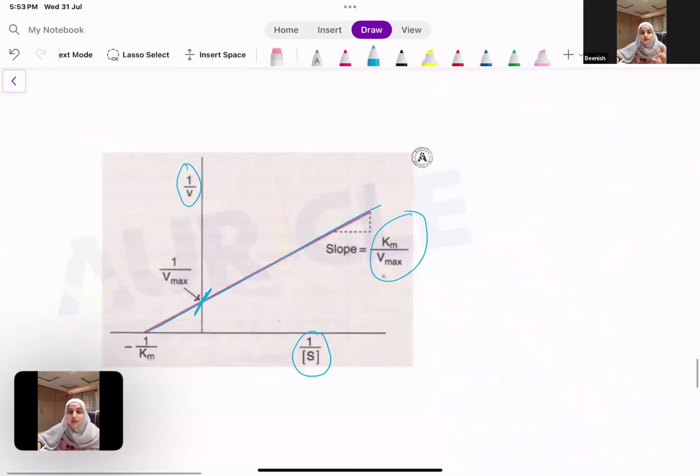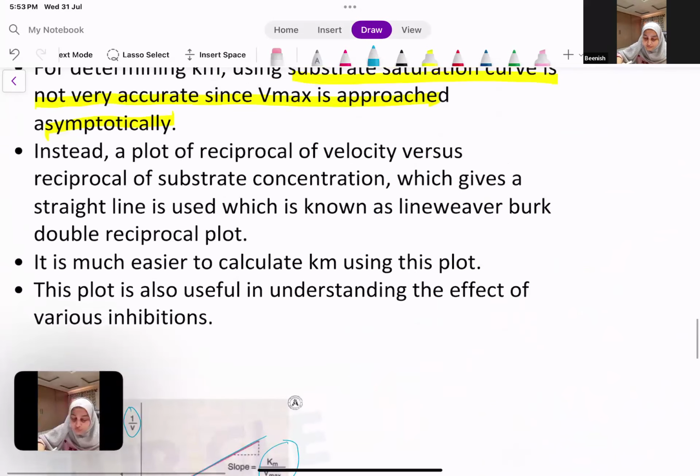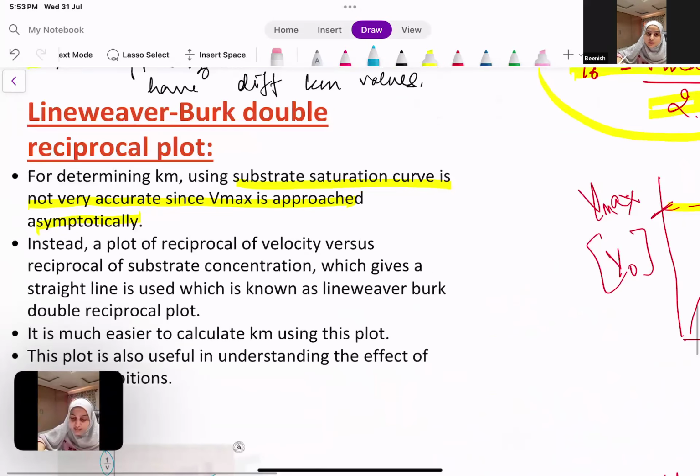So we've just rearranged your Michaelis-Menten equation, taken a reciprocal so that we get a straight line graph and we're able to find values more easily using this graph. This graph here is known as the Lineweaver-Burk double reciprocal plot.